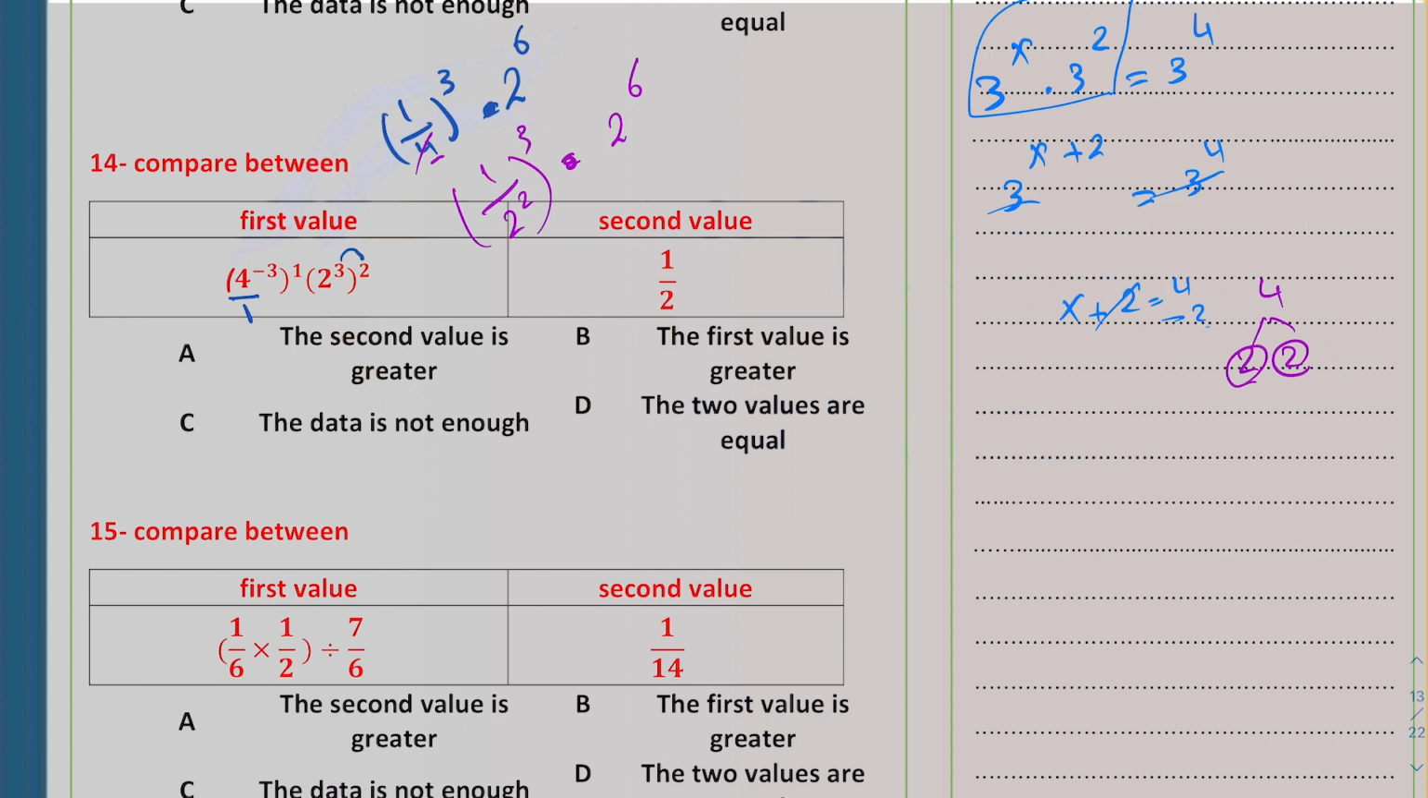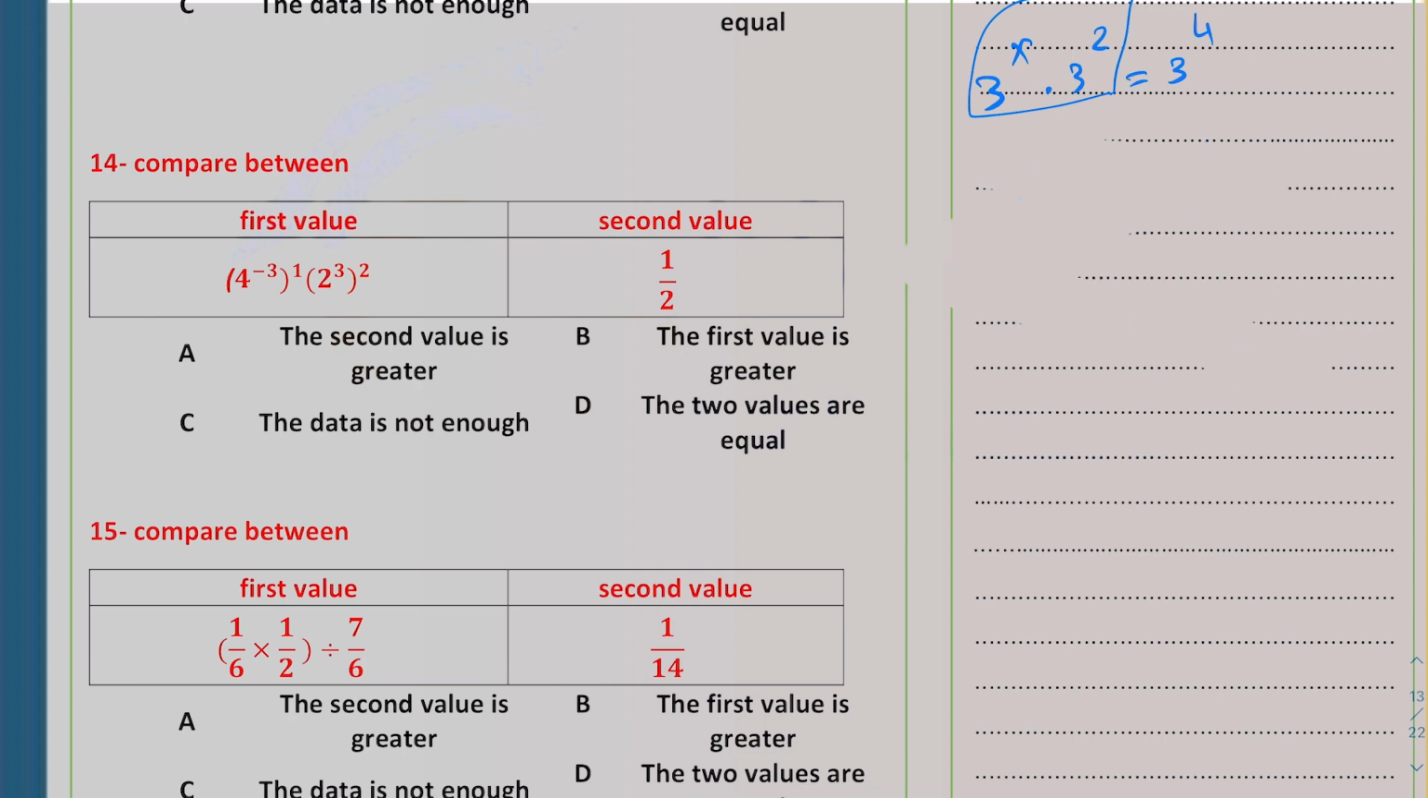Now I have to distribute. 1 power 3 is 1. 2 power 2, we have power inside, power outside, it's 2 power 6. Times 2 power 6, cancel 2 and 2, it will be 1. 1 or half, 1 is more. Clear?